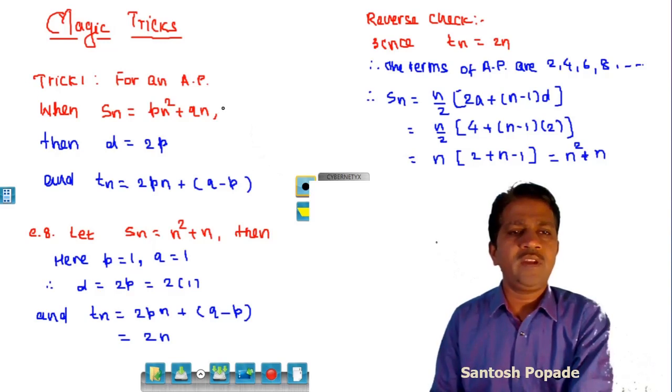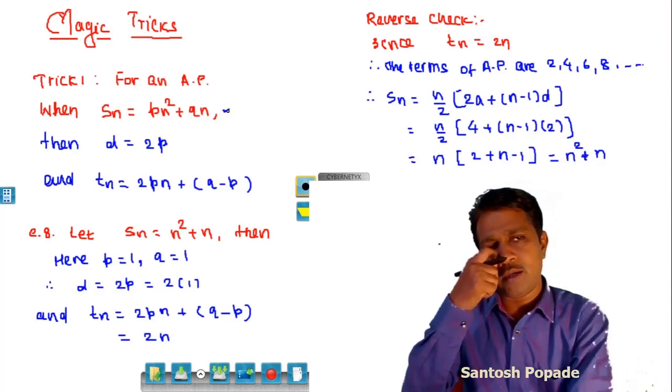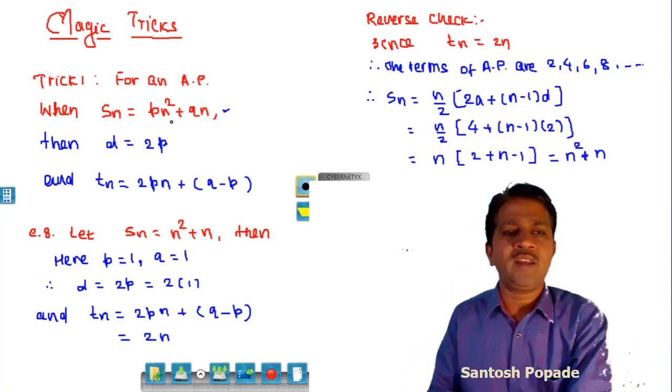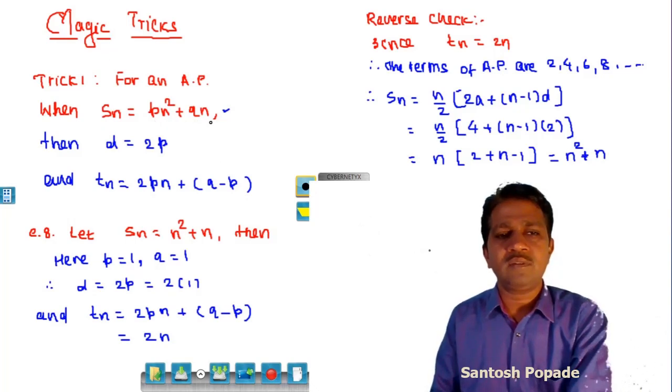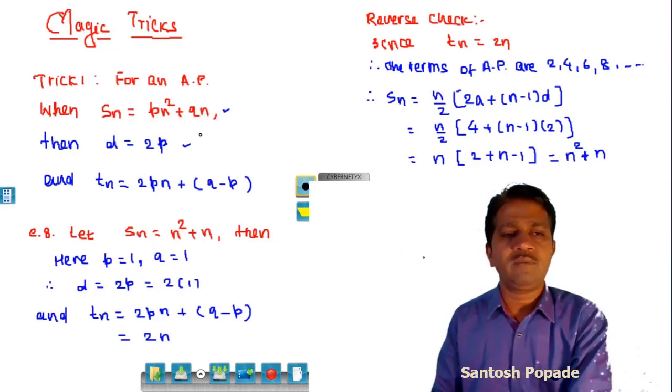If the sum of n terms is given as a quadratic expression in n, that is, if the formula for the sum of n terms of an AP is given as Pn square plus Qn, in that case we can find the common difference of that AP as d equals 2p, and the nth term of that AP is given by 2pn plus (q minus p). Remember that p is the coefficient of the n square term and q is the coefficient of n.